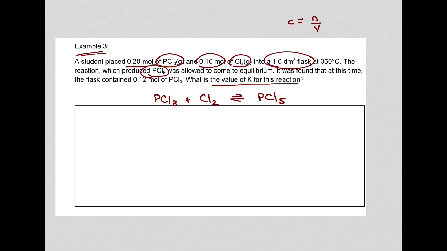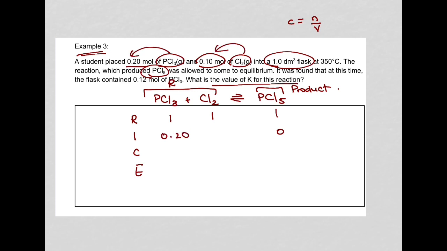So I will need to draw my table for the RICE method. And here the equation is already balanced. So the ratio is 1:1:1. Now initially, these are the reactants. So initially you will have reactants, and initially you will not have any products. So the initial amount of products will be 0. The initial amount of reactants is given here, 0.2, and chlorine is given as 0.1.